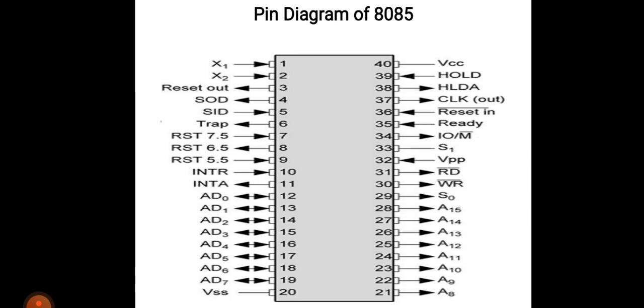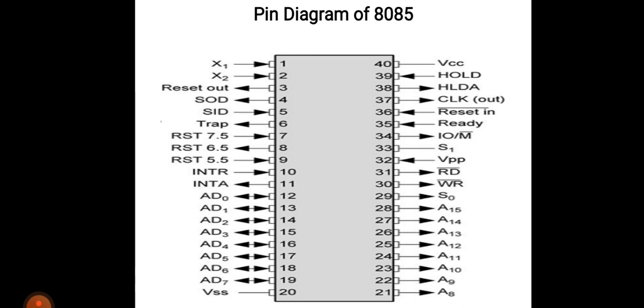Then the next one is the power supply. There are two power supply signals. One is VCC and another one is VSS. VCC indicates the positive 5 volt power supply and VSS indicates the ground signal.